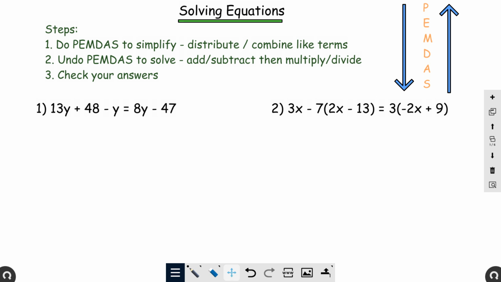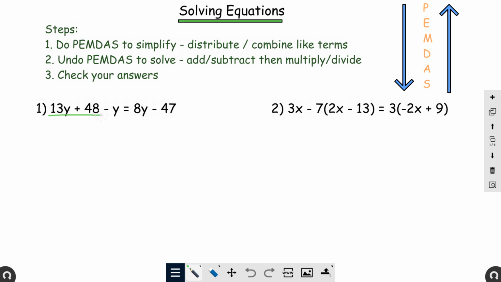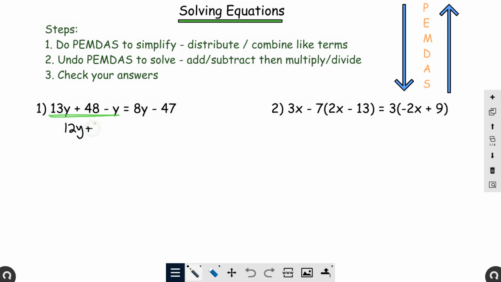Okay, so let's look at our first problem that we have. Now, typically what I tell people is start on the left side. Look at all of that. Can we do anything with that? Good. We can simplify by putting that 13y minus y together, which makes 12y. Now, can I put the 12 and the 48 together? No, because they are not alike.